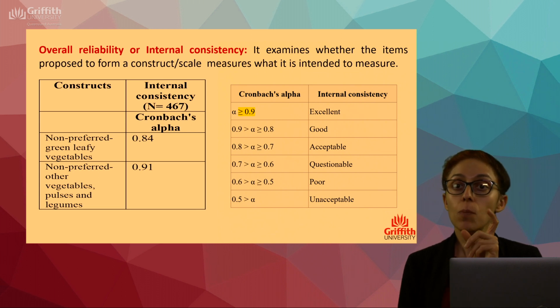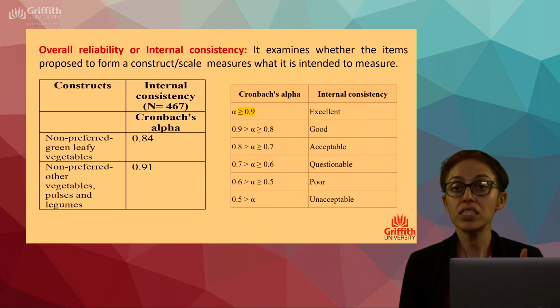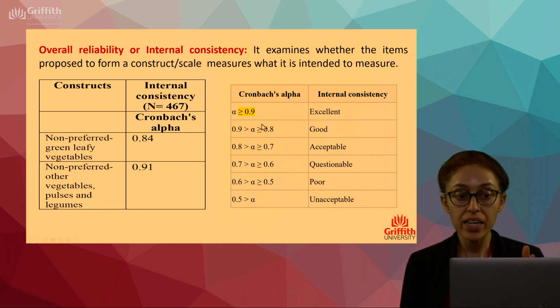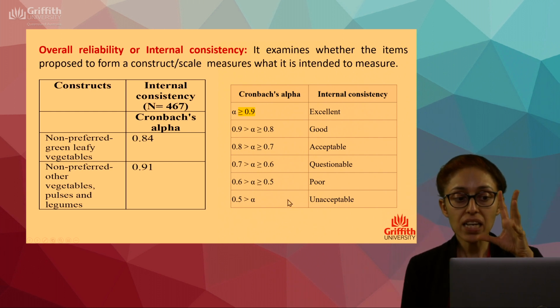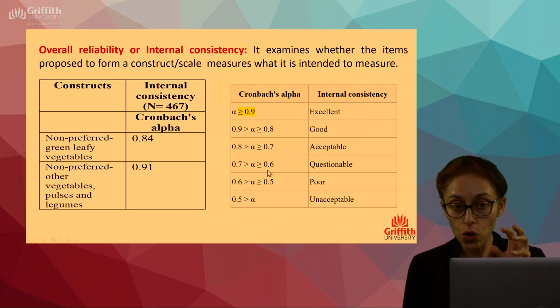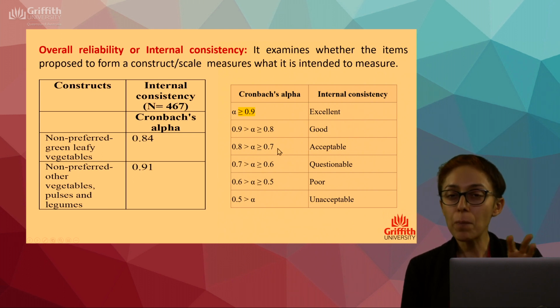So when you see the term Cronbach alpha in research papers, basically they have done internal consistency or overall reliability, and these are the acceptable levels of overall reliability. 0.9 very good, less than 0.5 unacceptable, stuff like that. So you do this first. If you have good Cronbach alpha values, anything above or equal to 0.7 is considered decent.